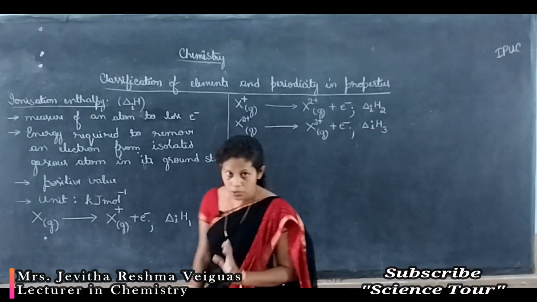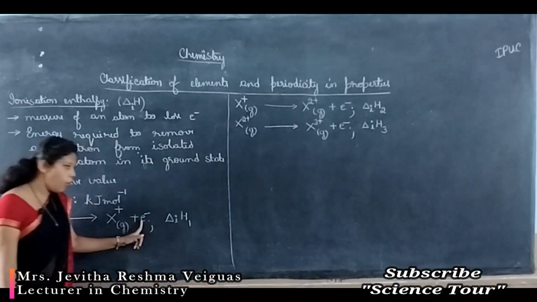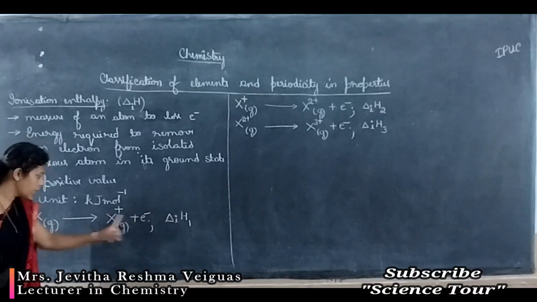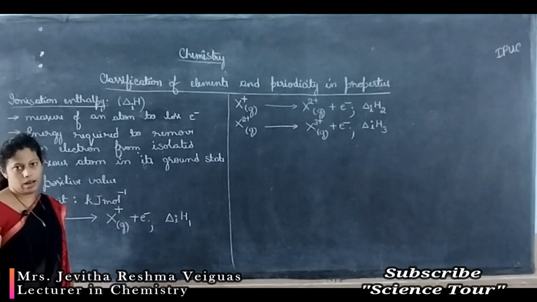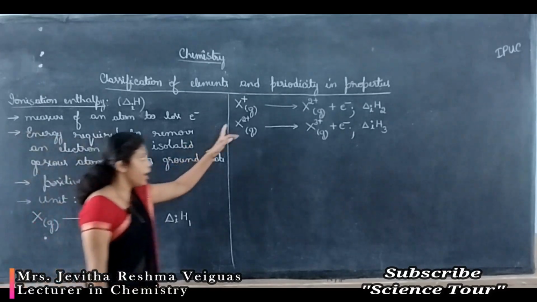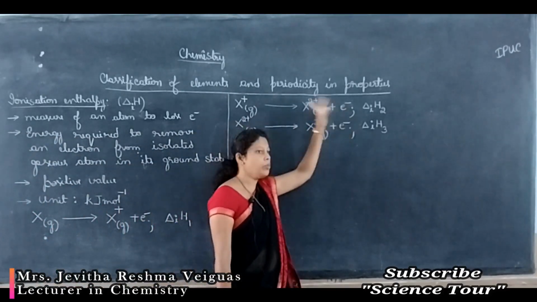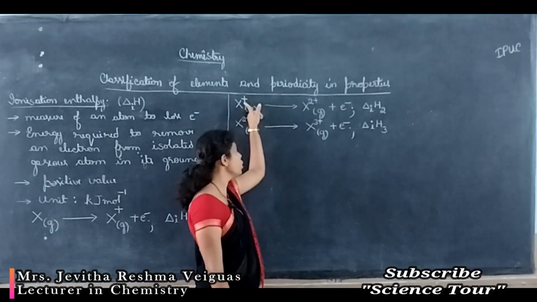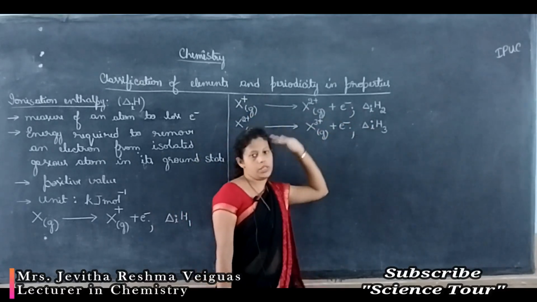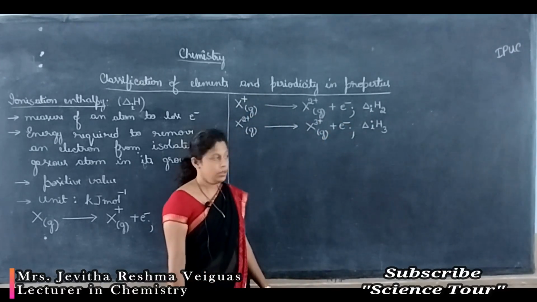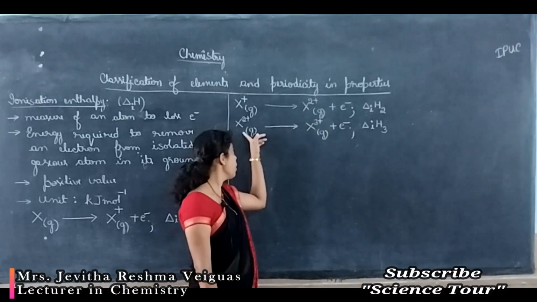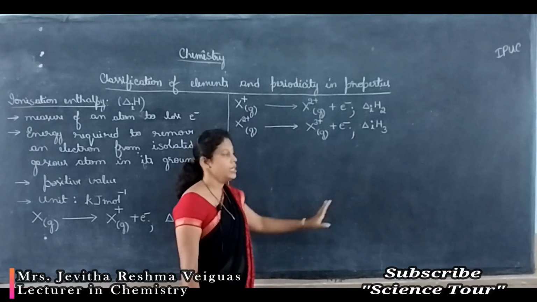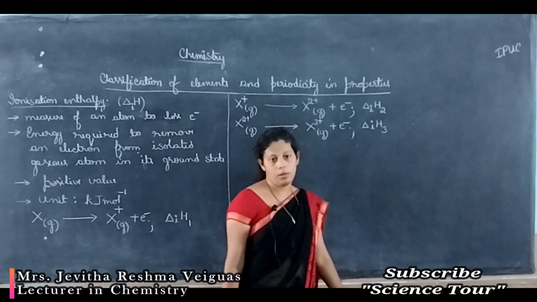So understand students, energy required to remove an electron from neutral gaseous atom is the first ionization enthalpy. Energy required to remove an electron from monopositive ion is the second ionization enthalpy. Energy required to remove an electron from dipositive ion is the third ionization enthalpy.